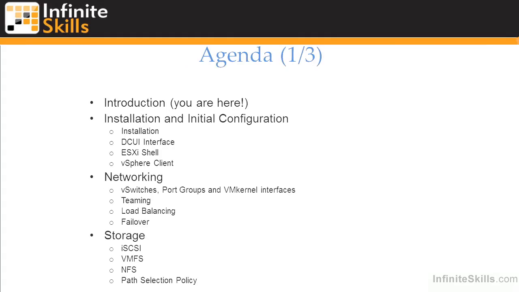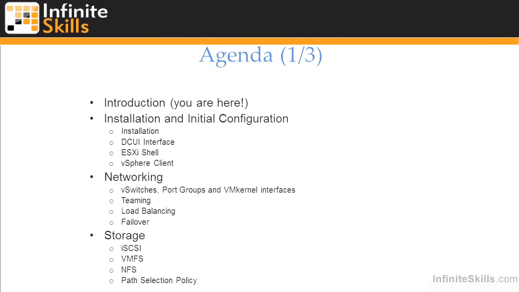So in the first section, we're going to do the introduction as we're doing right now, but we'll look at the installation and initial configuration. So the install, the DCUI menu-driven interface, the ESXi shell, and also managing our hosts directly using the vSphere client. Then we'll take a look at configuring networking, including vSwitches, port groups, and VMkernel interfaces, teaming, load balancing, and network failover for setting up high availability, high performance network environments for virtual machines.